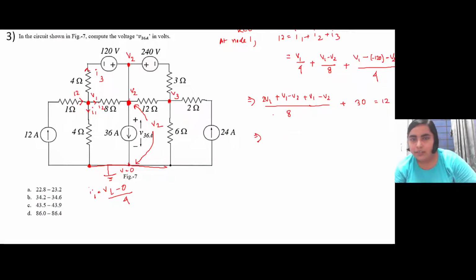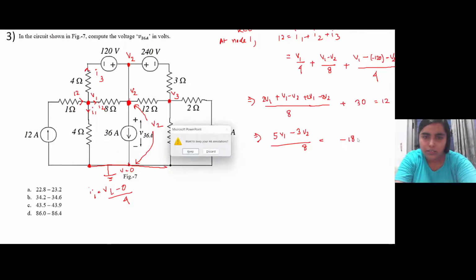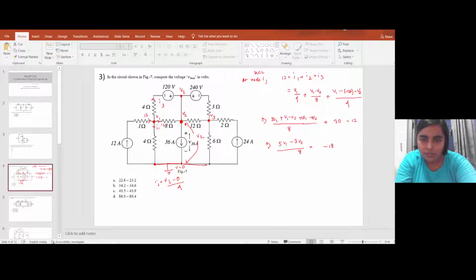So basically it is 2 plus 1 plus 1, so it is 5. Sorry, it will be 2v1 and 2v2, right? Because the denominator is 4, so it is 5v1 minus 3v2 by 8 equal to 12 minus 30, which is minus 18. Minus 18, yes.